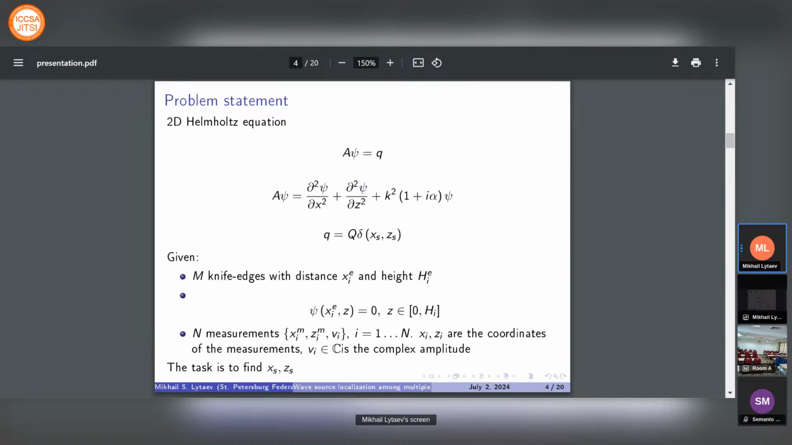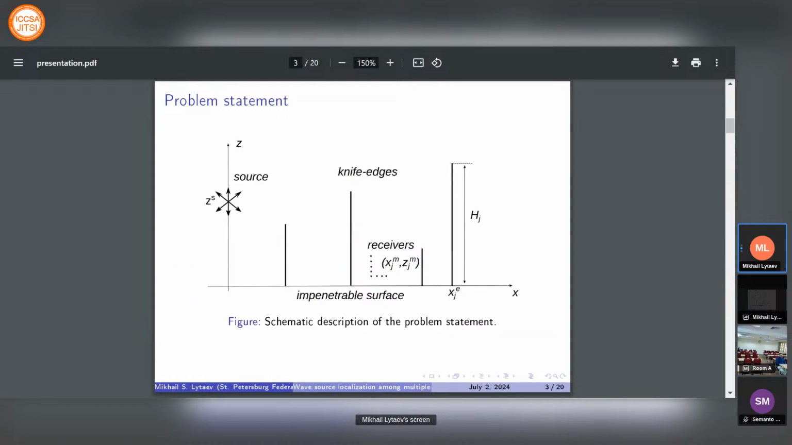Okay, let's move on to the mathematical problem statement. In this study, we consider the two-dimensional Helmholtz equation, but this approach can also be applied in the three-dimensional case. We are given m knife edges with known distances and measurements with known positions and complex amplitude. And the task is to find x_s, which is the position of the source.